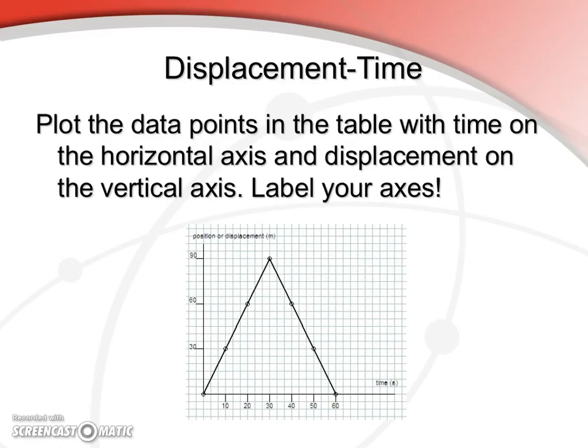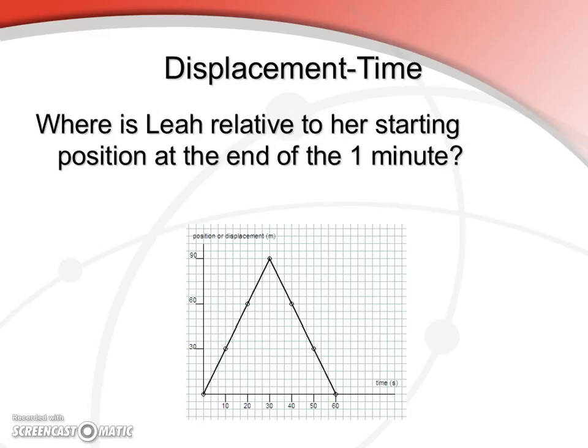Okay, so this is what it should look like. We've got a pretty simple triangle where the displacement increases as we move away from the origin, and then when we turn around and come back, the displacement decreases back down to 0. And of course, Leah's at 0 displacement at the end of 1 minute, at her starting point, as we'd expect.